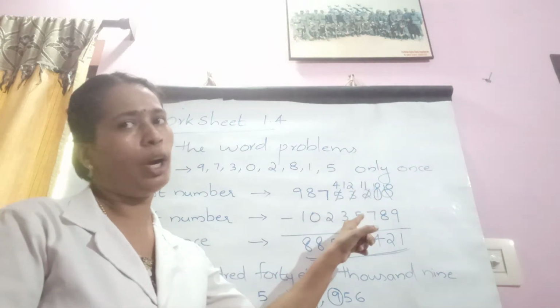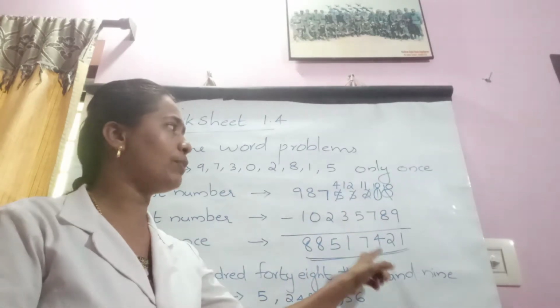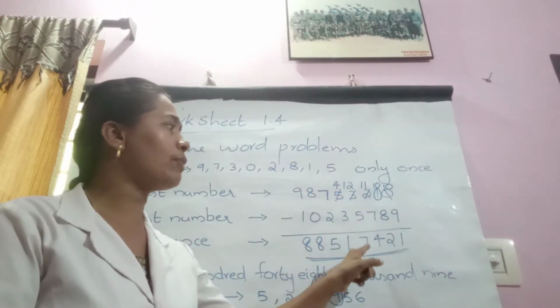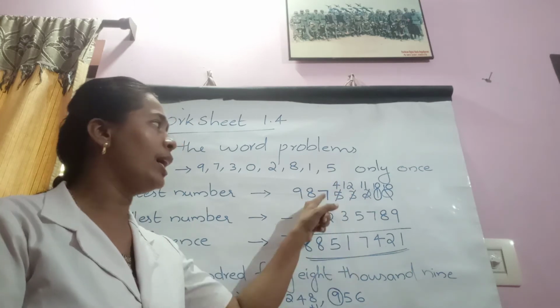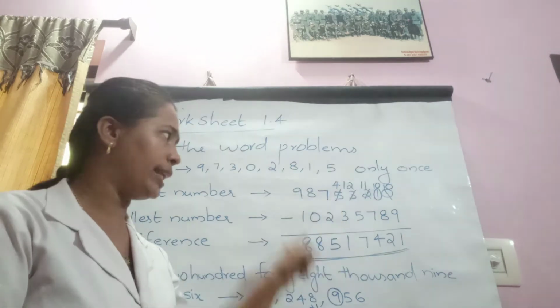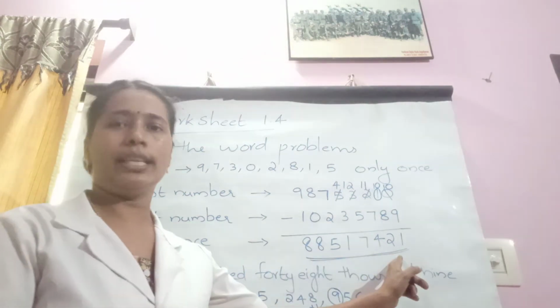1 minus 7 not possible. Again you borrow from 3. So 11 minus 7 is 4. Here it becomes 12 minus 5, 7. And this 5 becomes 4 now. 4 minus 3, 1. 7 minus 2, 5. 8, 8 itself. 9 minus 1, 8 itself. This is the required answer for it.